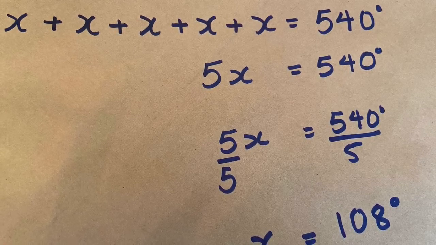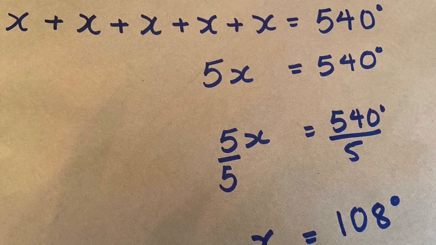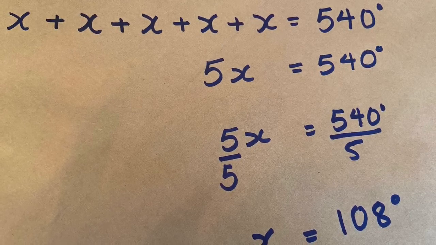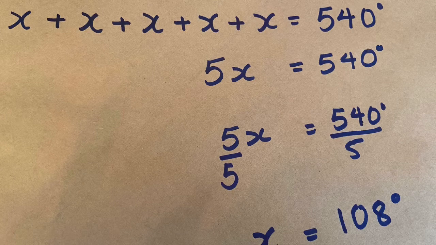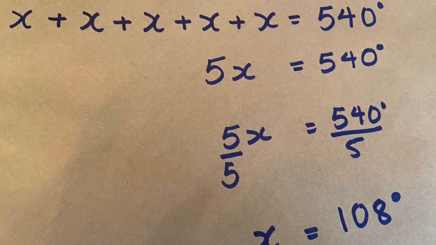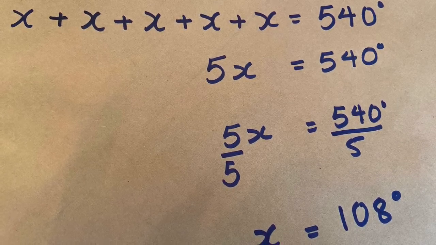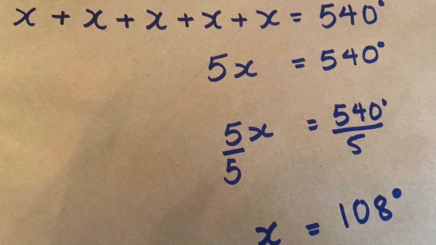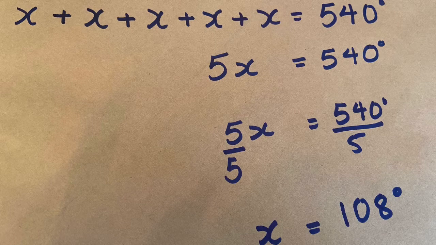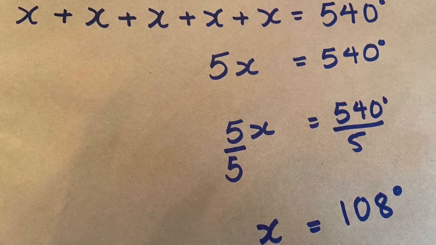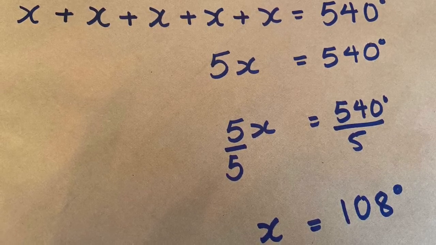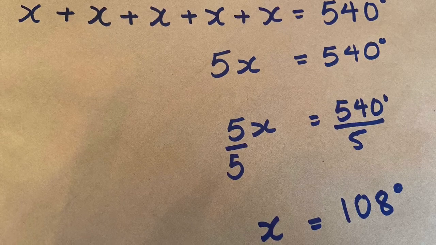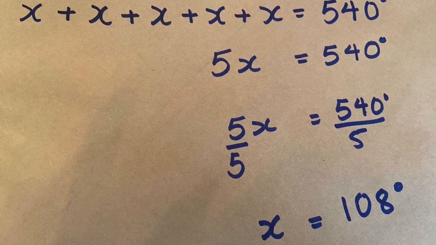So I want to move that five from the left-hand side. To move that five, I'm going to divide by five on the left side, which means I need to divide by five on the right side, and I get that X is equal to 108. And that makes a lot of sense, because if I add up 108 plus 108 plus 108 plus 108 plus 108, I get 540, just like I ought to.